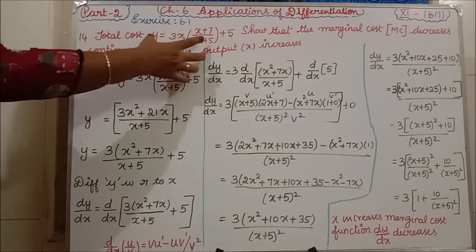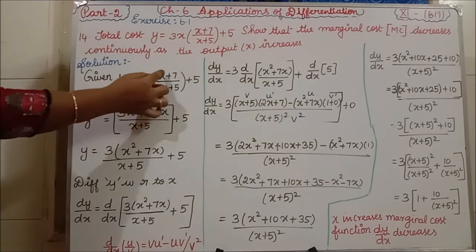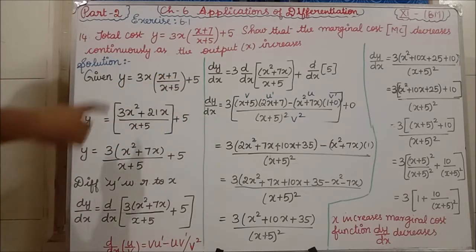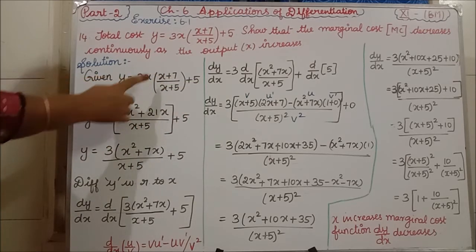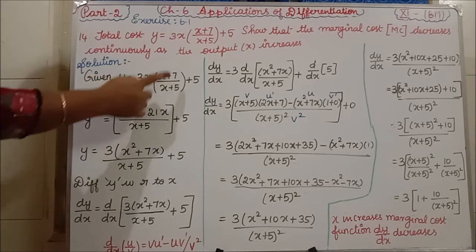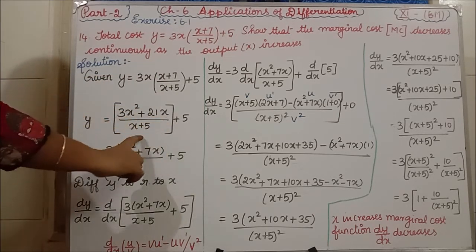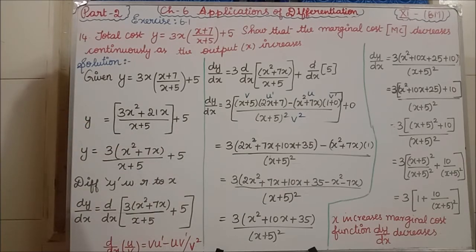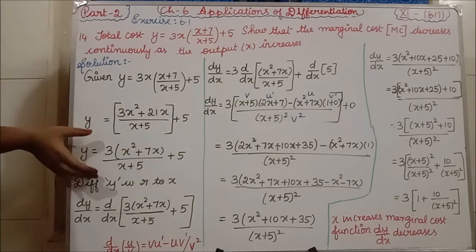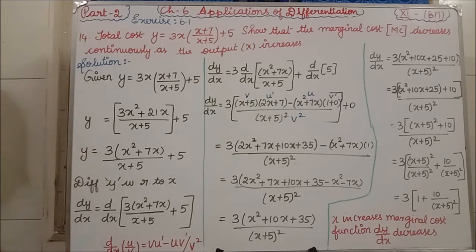Now you see here y, what value have they given? y equal to 3x, x plus 7 into x plus 5, plus 5. Now I am taking this 3x inside. 3x into x is 3x square. 3x into 7 is 21x, divided by x plus 5, plus 5. Here 3 and here 21, both will go in which table? Both will go in the 3 table. So if I take 3 commonly out, x square plus 7x divided by x plus 5, then plus 5. Clear now?